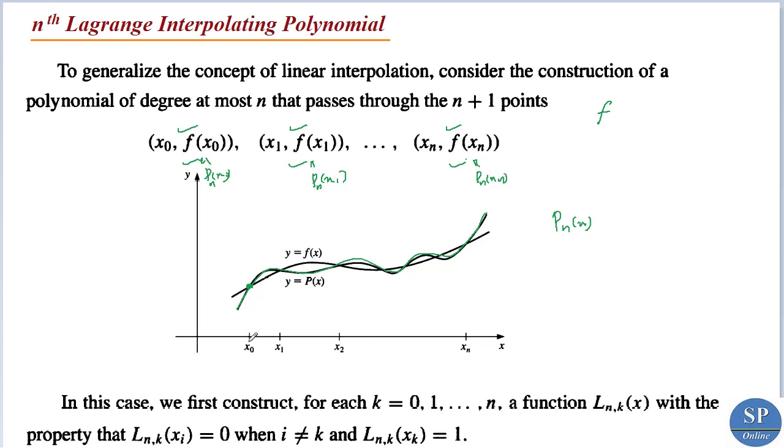That means at the point x0, Pn(x) and f(x) coincide. At the point x1, Pn(x) and f(x) coincide. At the point x2, Pn(x) and f(x) coincide, etc. And at the point xn, Pn(x) and f(x) coincide. So at all these points, this function f and Pn coincide. Such a polynomial we need to determine.